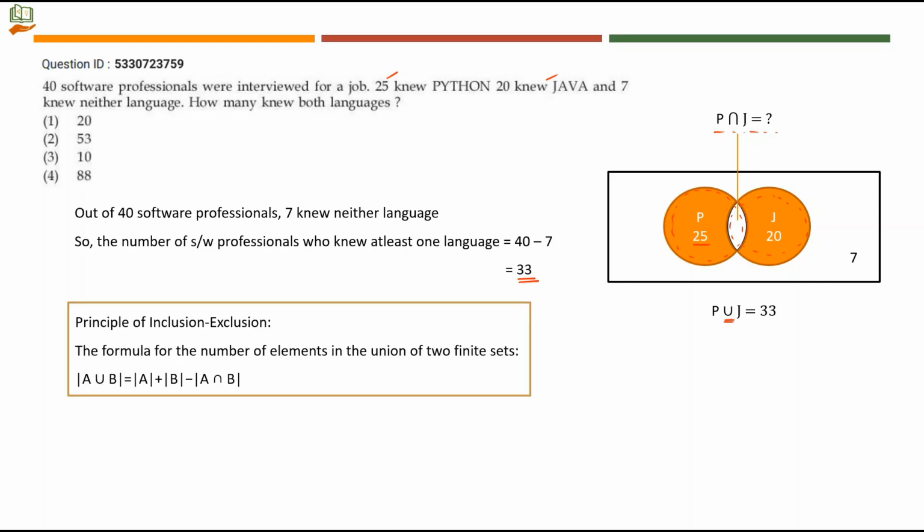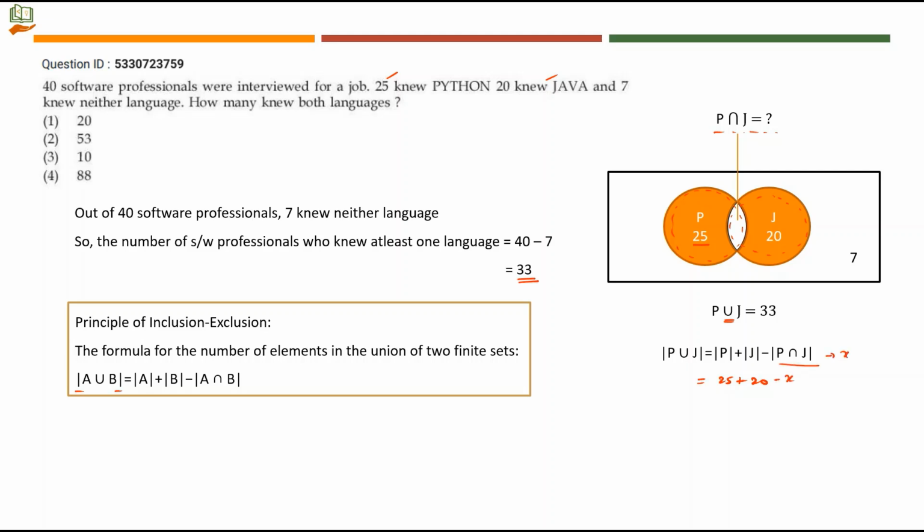We have the principle of inclusion-exclusion formula here. A union B is equal to A plus B minus A intersection B. Here instead of A we are going with Python and instead of B we are going with Java. So why have they presented this particular symbol? It means you have to take the count and not the set completely. Now let's apply this here. P union J is equal to P plus J minus P intersection J. What is the cardinality of P? It is 25. What about the cardinality of J? It is 20. Now let's take this to be X. So this is minus X.